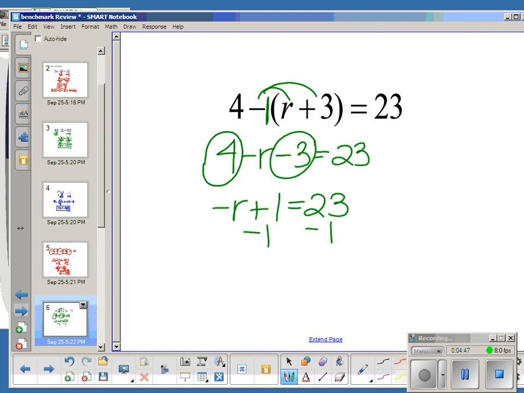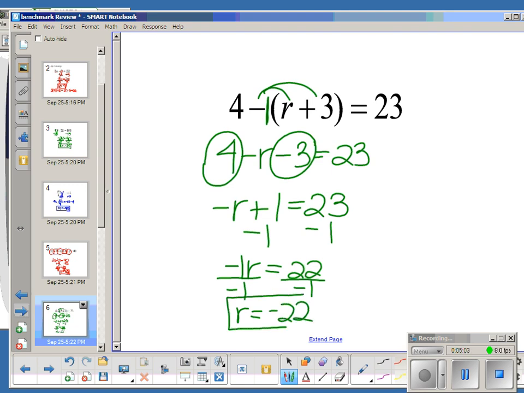Subtract 1 from both sides, so negative r equals 22. We never want to leave our answer with a negative r. So how do we get rid of that negative? We divide by negative 1 on both sides, and ultimately all it does is change the sign of my answer. So r should equal negative 22.